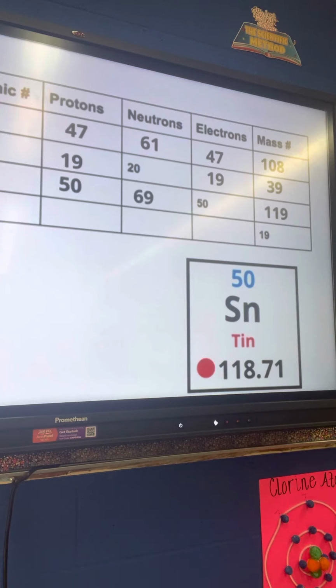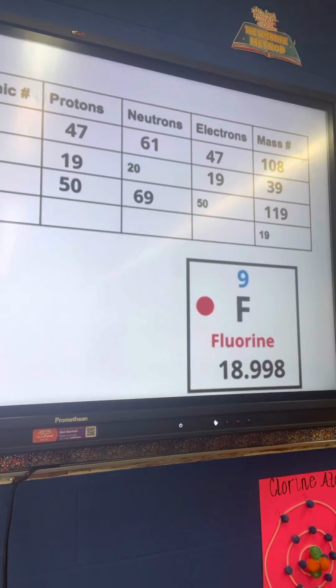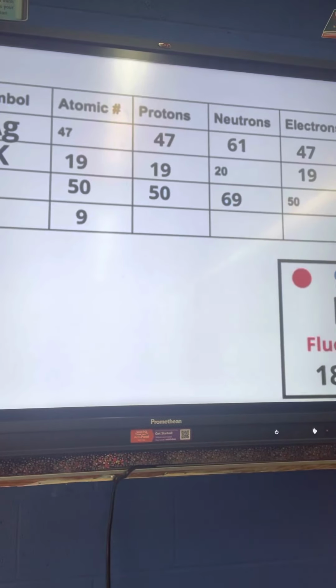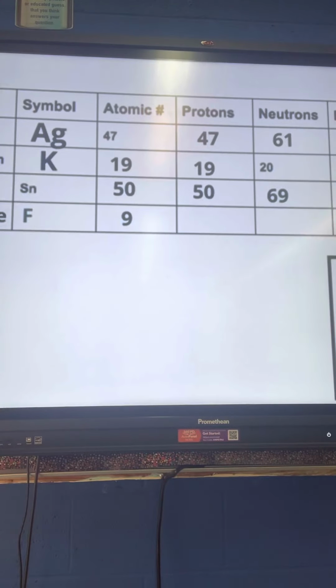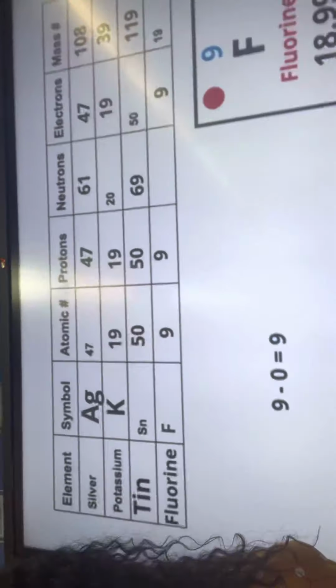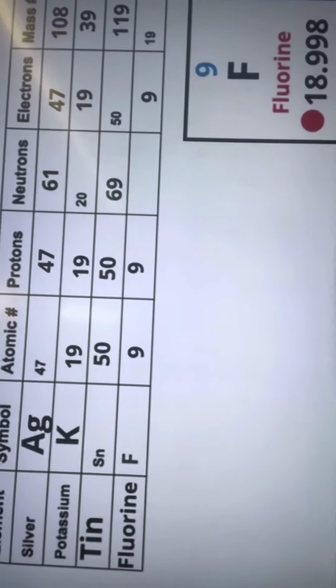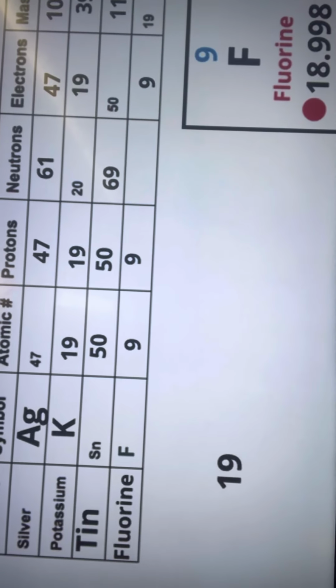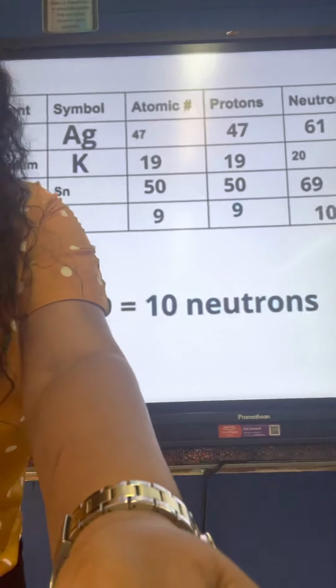And finally, we have fluorine. Fluorine has a symbol F, an atomic number of 9. That means it has 9 protons, has a 0 charge, so the electrons will be 9. It has a mass number of 19 because I round up to 19. And then 19 minus 9 gives you the number of neutrons, which is 10.